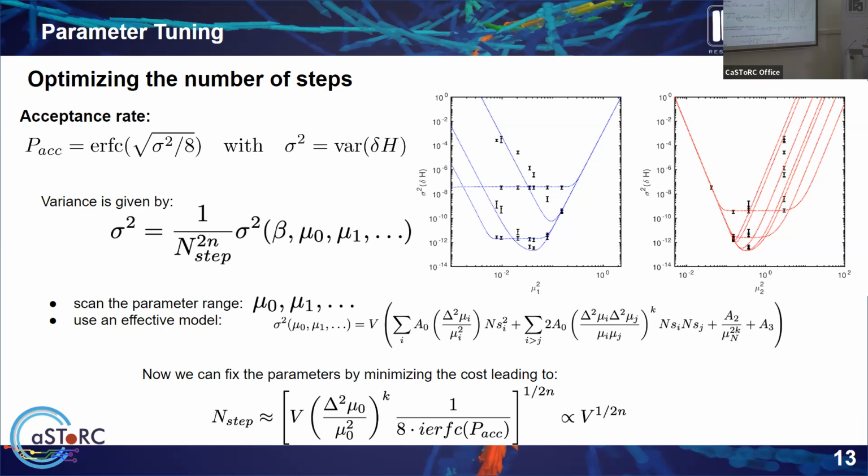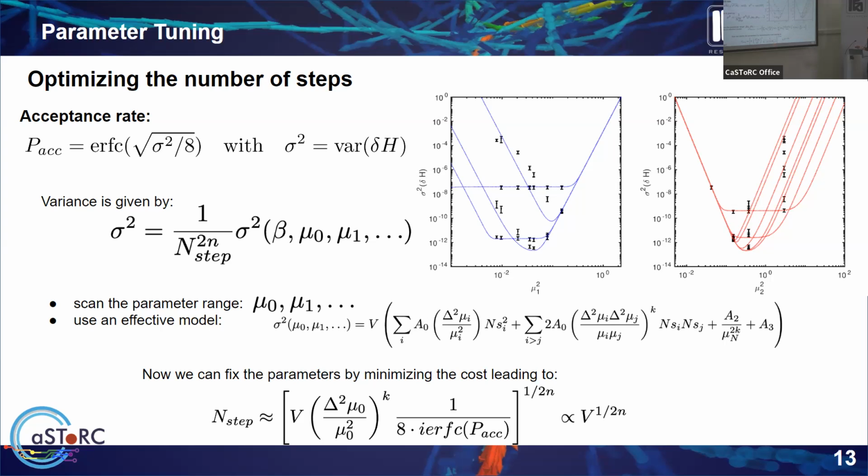And if you look closer, from this equation you see that the variance goes with 1 over the number of steps to the power 2n, and 2n is the order of your integrator. So if you put all this together and solve for the number of steps, you get this approximation. And if this delta mu is close to mu square, you get rid of the mu dependence, and what you're left with is basically the volume. So you get from the number of steps a volume dependence, which goes with the order of the integrator.